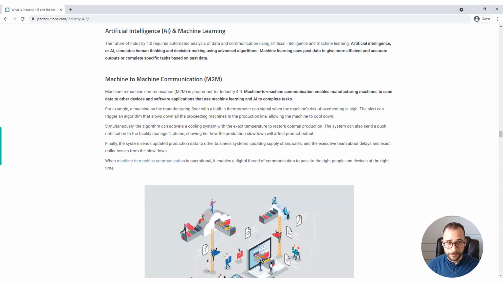Artificial intelligence, AI, and machine learning. The future of Industry 4.0 requires automated analysis of data and communication using artificial intelligence and machine learning. Artificial intelligence, or AI, simulates human thinking and decision making using advanced algorithms. Machine learning uses past data to give more efficient and accurate outputs or complete specific tasks based on past data.